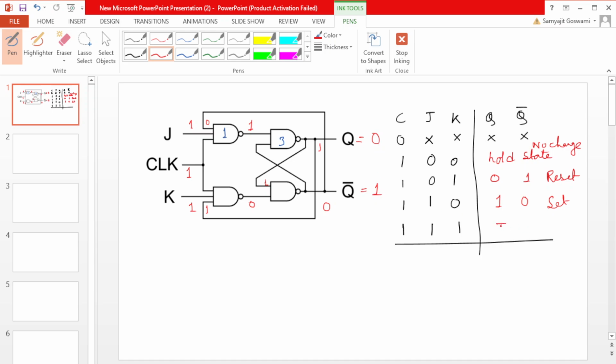So that is called toggle. That means previously we considered that Q bar equals 0 and Q equals 1, but after applying this we have seen that Q equals 0 and Q bar equals 1. So whatever the previous output, after applying this we will get just the opposite of the previous output. This condition is called toggle condition.